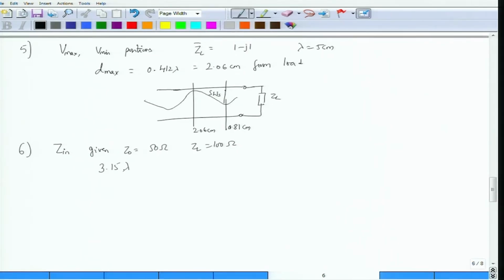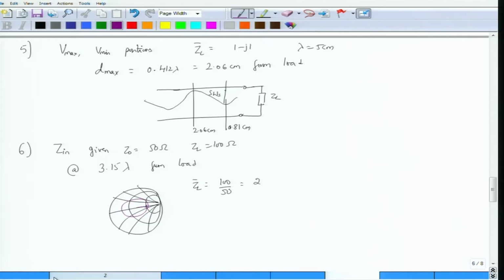So if you say at 3.15 lambda from the load, find out what is Z in, you would actually start with the Smith chart. So enter the chart. This is your Smith chart. You enter the chart with the value of normalized load impedance. What is the normalized load impedance? 100 by 50, which would essentially be 2. So let's say this is on the axis, 2. Then you draw with this as the radius one circle, which is your constant gamma circle.